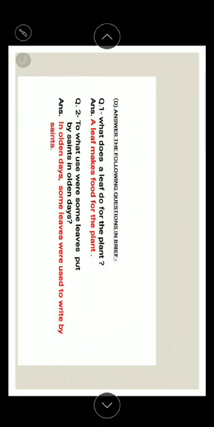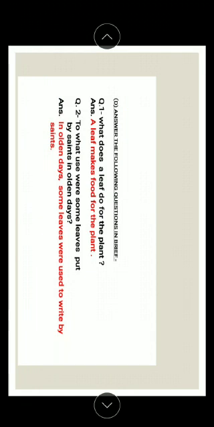Now it's turn of question number D. Answer the following questions. Here questions are given in your book and we have to answer these questions. This is short answer type questions. So question number 1 is, what does a leaf do for the plant? Answer is, a leaf makes food for the plant. We already have discussed this.